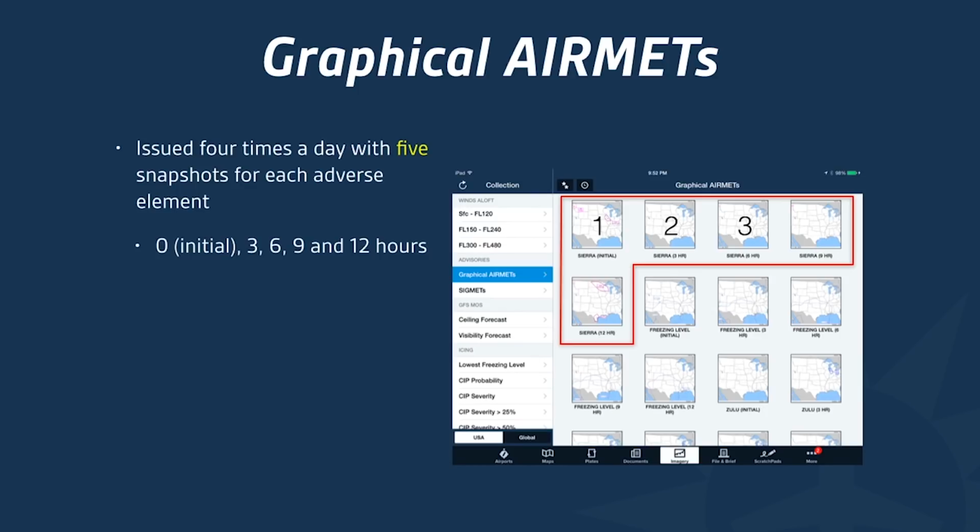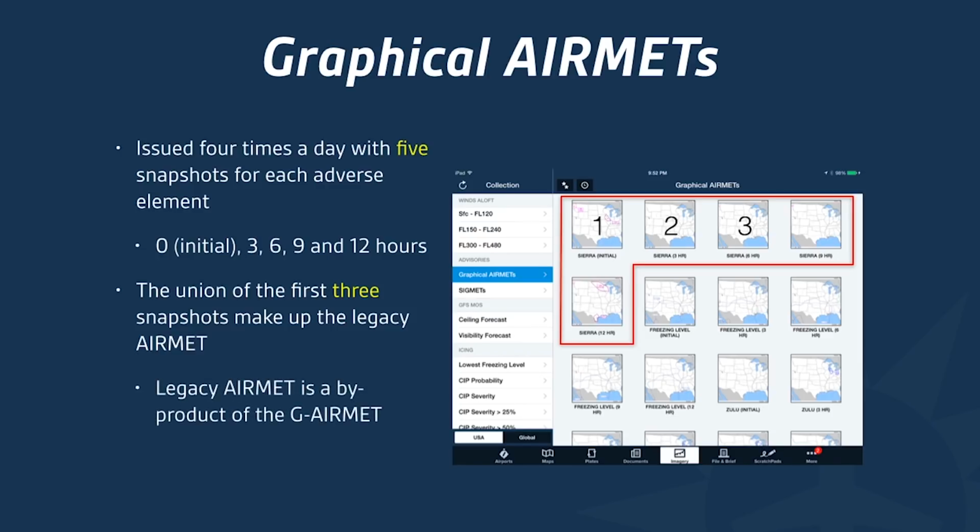Well, it turns out that if you take the union of the first 3 snapshots here, that actually makes up the legacy AIRMET. So that's what the forecaster does now. They create these snapshots, hit a button, and essentially the legacy AIRMET is a byproduct of this. So the text for that AIRMET is automatically generated from the graphics.